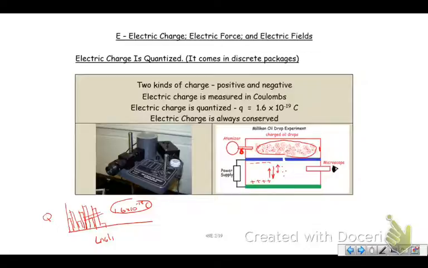A coulomb is actually very big. A lightning bolt might have 3 coulombs of charge flowing through it. So a coulomb is a huge unit, but this is 10 to the minus 19 of it. It's like a tiny little bit.